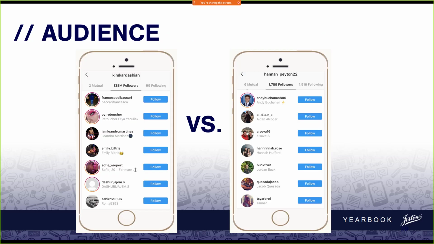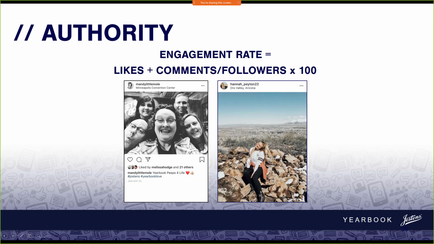So the first qualifier is audience. So it's better to work with an influencer who has a smaller audience that closely matches your ideal market than it is to work with an influencer who has a very large audience that doesn't include your ideal customers. So looking back at the Kim Kardashian example, which is shown on the left here on this slide, she has people following her from all over the world, and many of them don't have much in common. Whereas on the other hand, Hannah, who's on the right, could be a student in your school who has an audience from your community.